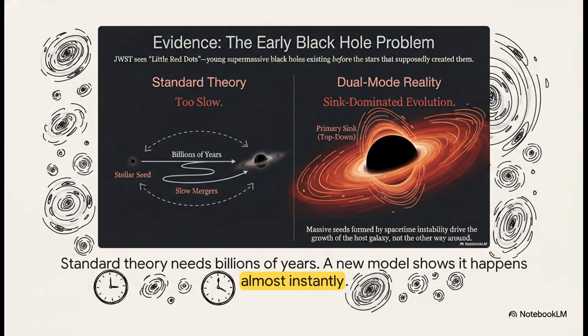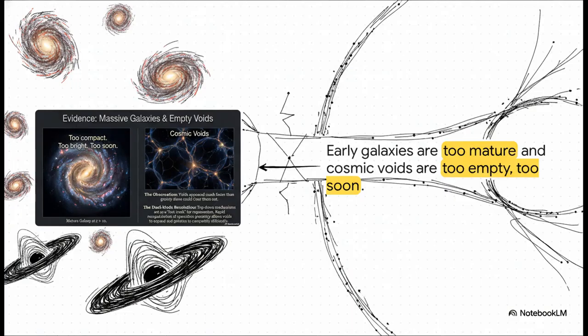Let's just zoom in on black holes for a second, okay? The standard theory says they start from the seed of a collapsed star, and they grow slowly, patiently, through mergers over billions of years. But JWST is finding these absolute monsters that seem to have appeared almost ready-made, nearly instantly. The timeline just doesn't add up. It's impossible.